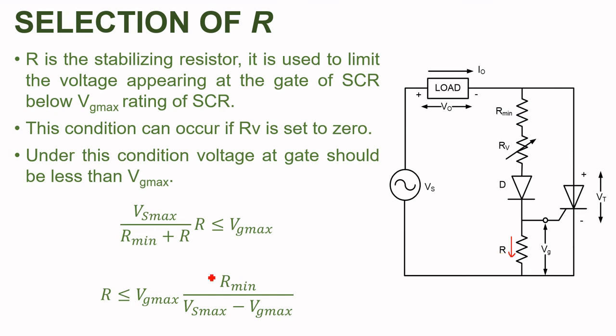So this voltage appearing at the gate, which is given by Vs max multiplied by R divided by R minimum plus R, should always be lesser than that of the Vg max value. After simplifying this equation for the value of R, we get R should be lesser than that of the Vg max multiplied by R minimum divided by Vs max minus Vg max. Here again I am telling you that we are considering only the worst case scenario, thus we are not considering any voltage drop across the diode D and any voltage drop across the load.